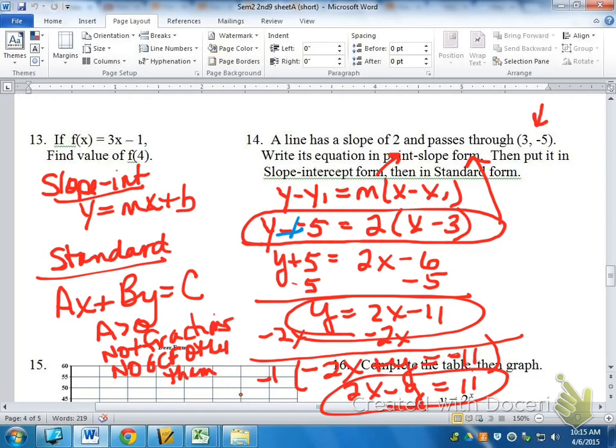So you first put it in point slope, then you change it to slope intercept, and then you can pretty easily change it to standard form, but you got to remember the a has to be positive. There can be no fractions. If there are, you're going to do the kill the fraction thing. And then no greatest common factor other than 1.